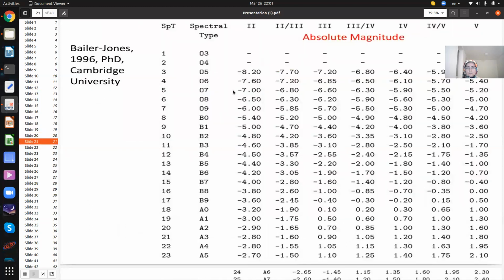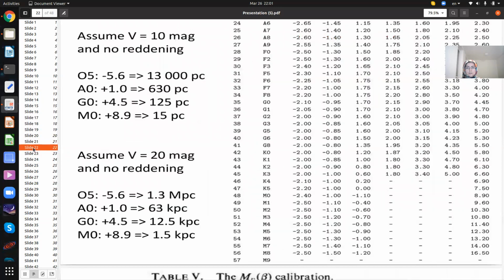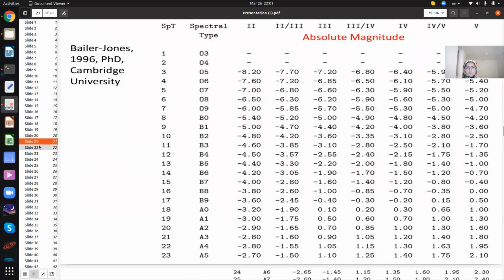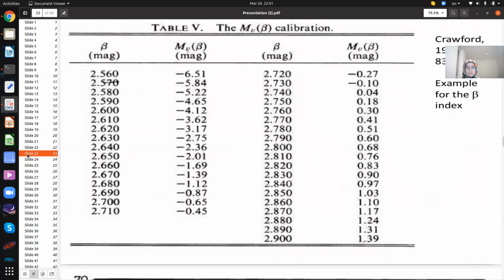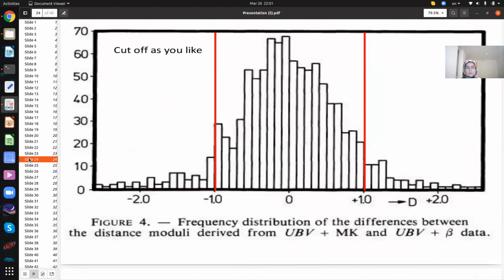And you see tables like here, where we have the magnitude and we measure them. For example, the difference between what we observe about the star and the number in the tables gives us the reddening. As you see, we have different tables and numbers. And here you see the frequency distribution of differences between the distance modulus derived from the UBV plus MK and UBV plus beta data. You can cut off as you like.